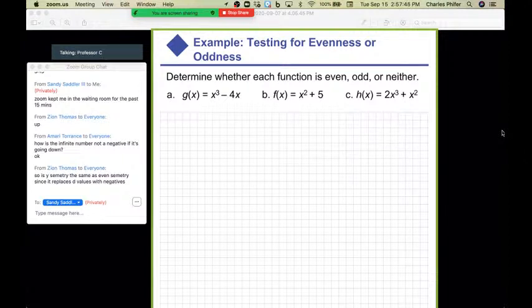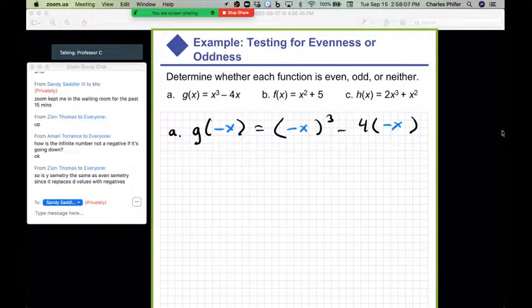So let's do a test for even, odd, or neither. If we're doing part A, we're going to do g of negative x. Let's do our blank parentheses first. We're going to replace each x with a blank set of parentheses, cubed minus 4x. And then we're going to test by replacing each x with the blue thing, negative x. So now let's simplify.